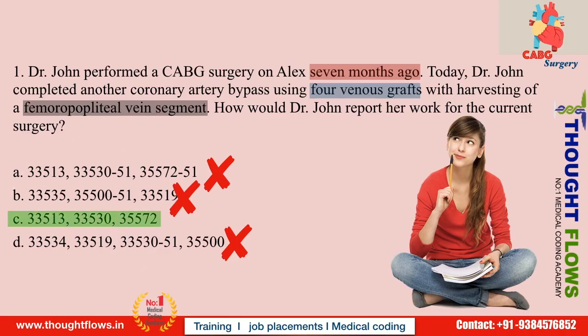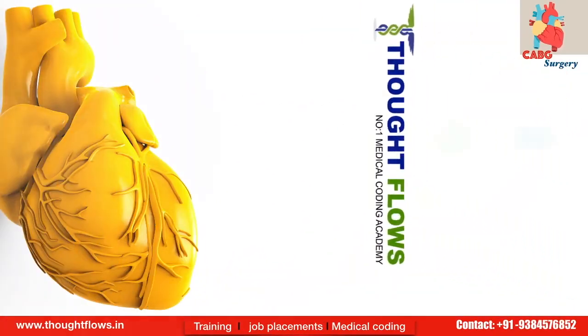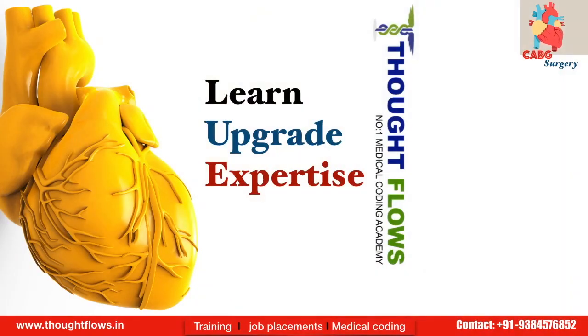So 33513 is for the 4 venous grafting, and for reoperation we had used 33530, and for the graft we had used the 35572.